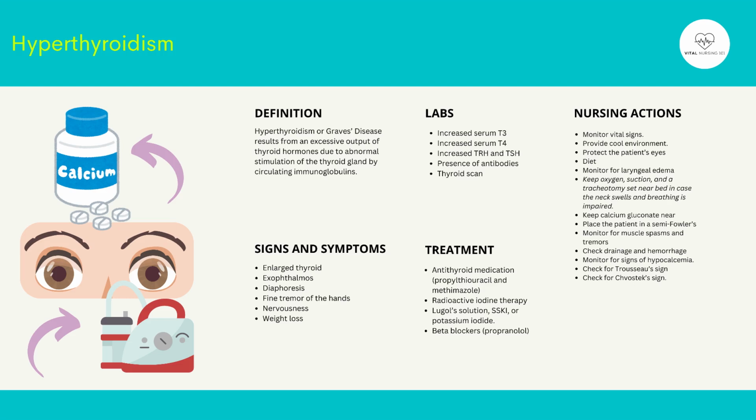Place the patient in a semi-Fowler's position to decrease tension on the neck following surgery. Support the patient's head and neck with pillows. Monitor for muscle spasms and tremors caused by manipulation of the parathyroid glands during surgery. Check drainage and hemorrhage from the incision line. Red flags are frank hemorrhage and purulent, foul-smelling drainage.